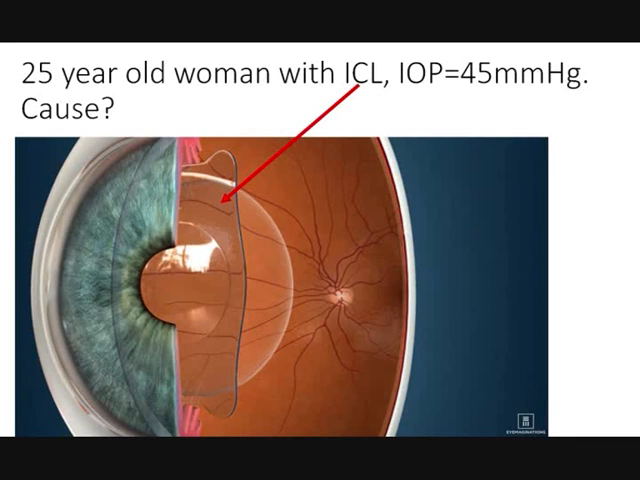So good morning, this is case report part 12. I have many anterior segment cases in this one and quite a few posterior segment cases. This is a 25-year-old woman. She was operated with ICL, intracorneal lens. The IOP is 45 millimeter mercury in the OPD.